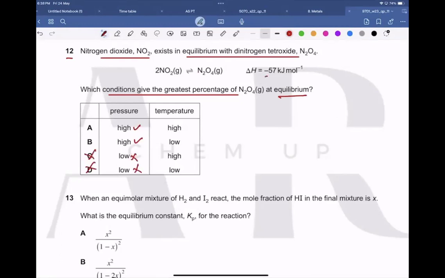Now temperature, it's an exothermic reaction. So remember, increasing temperature shifts equilibrium towards the endothermic side, and if we lower the temperature, it shifts equilibrium towards the exothermic side. So low temperature would be the correct one and A would be the wrong one, because higher temperature will shift the reaction backward and then more energy will form. So B is the correct answer over here. Is this understandable to all of you?